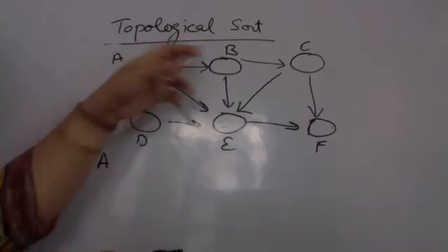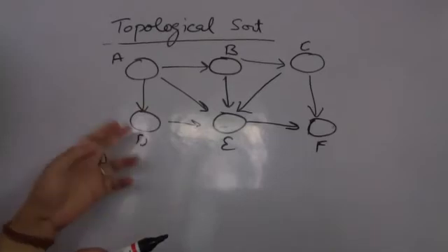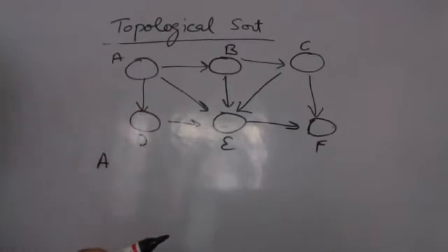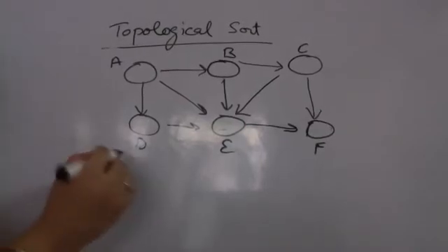Since there is an edge from B to E, B will come before E. Since there is an edge from D to E, D will come before E. Is the point clear? I do hope I'm making sense.